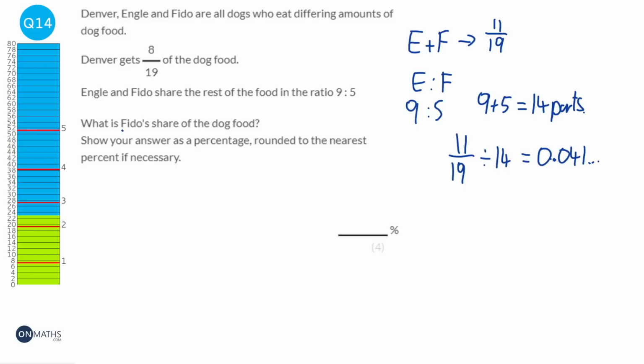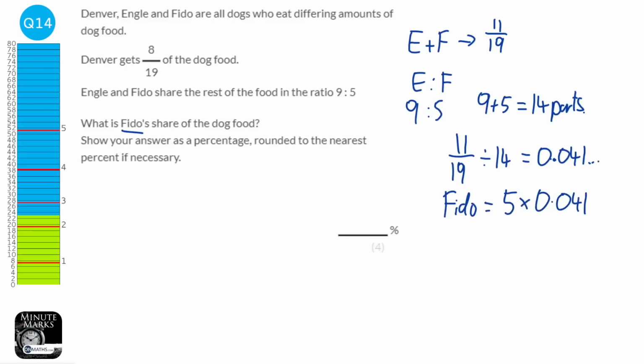And we're asked to find Fido's share. Well, Fido has 5 parts. So Fido has 5 parts, each of them worth 0.041 and so on. I've kept it in my calculator to keep the accuracy, and when I do that I get 0.206 and so on. Now we're asked to work it out as a percent, so I'm just going to times that by 100.